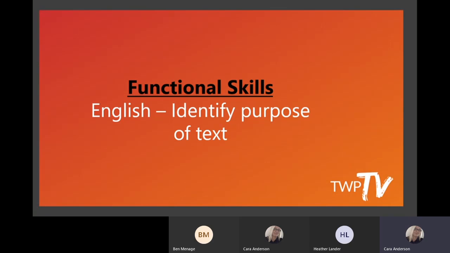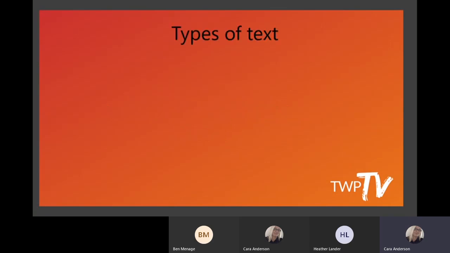And this is identifying purpose of text. So as I explained in the other sessions, when you're going to be doing your reading exam, you're going to have 3 different texts to look at, and they will be on similar subjects, and then you'll get asked very different questions on those texts that have been written.